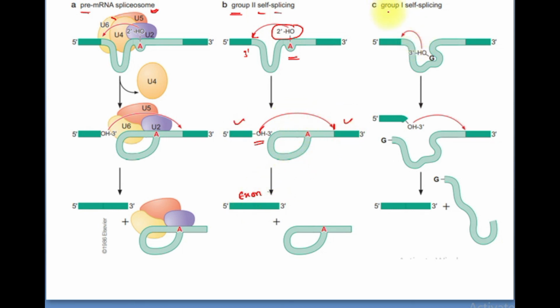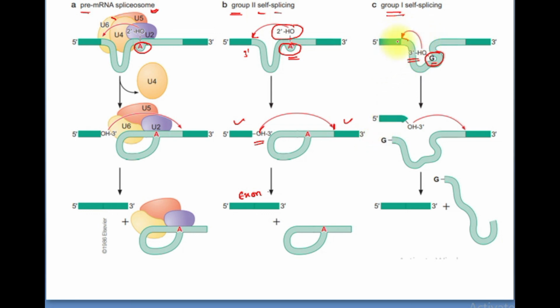And when we discuss group 1 self splicing, what happens? There is a G region over here. In group 2 self splicing and the spliceosome mechanism, we had A. Adenine was present and the 2' OH group of this adenine was taking part in the nucleophilic attack. But in the case of group 1 self splicing, we have guanine. In the branch point, we have guanine, and the 3' OH of this guanine takes part in the nucleophilic attack on the 5' splice site.